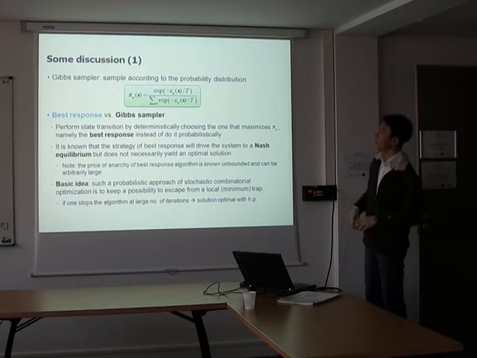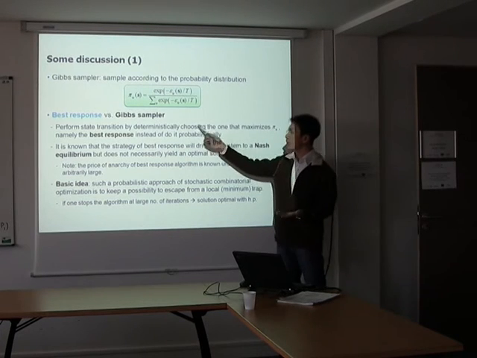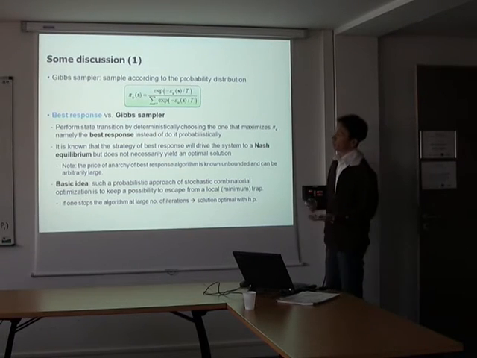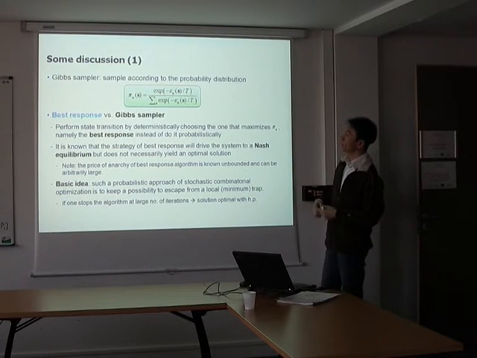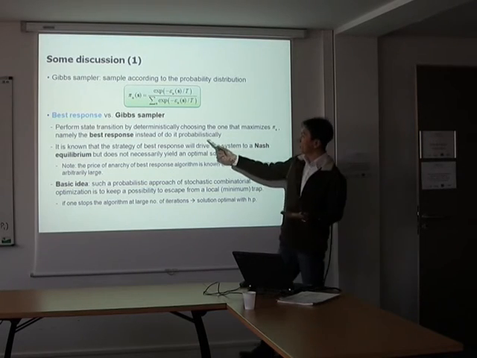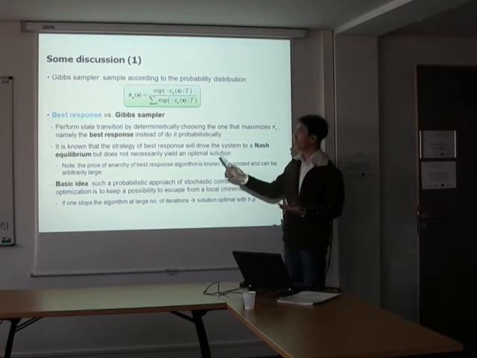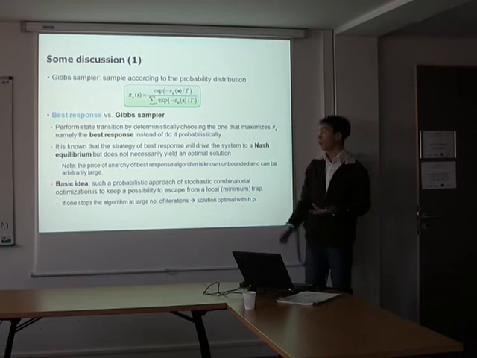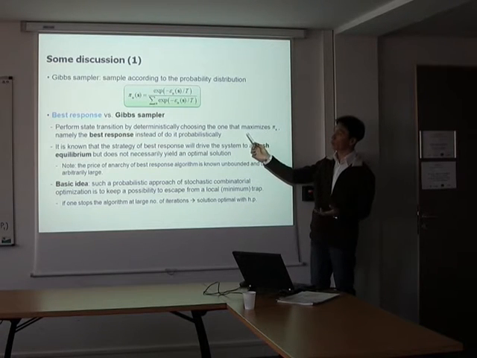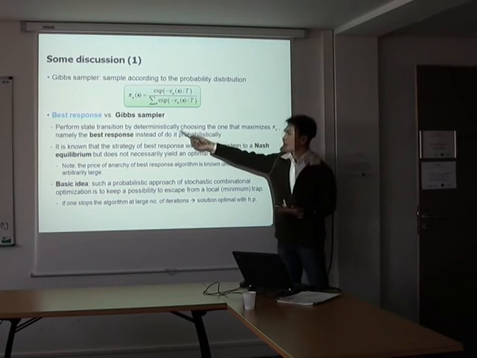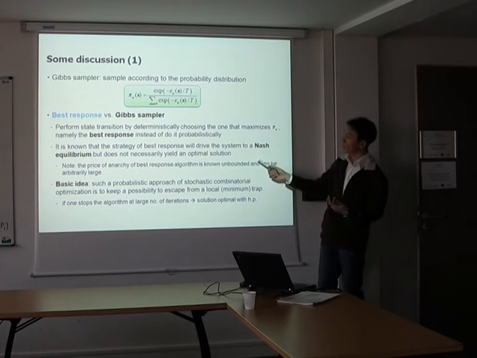And some people may ask a question, why would we like to do this probabilistic control, but not simply do something like best response in terms of game theory in games? The major difference is that the best response here means that you look at this cost function or utility function, and you choose the one which maximizes the utility or minimizes the cost. You don't go there deterministically. The other way is that you do it by Gibbs sampling, choosing by the probability distribution.